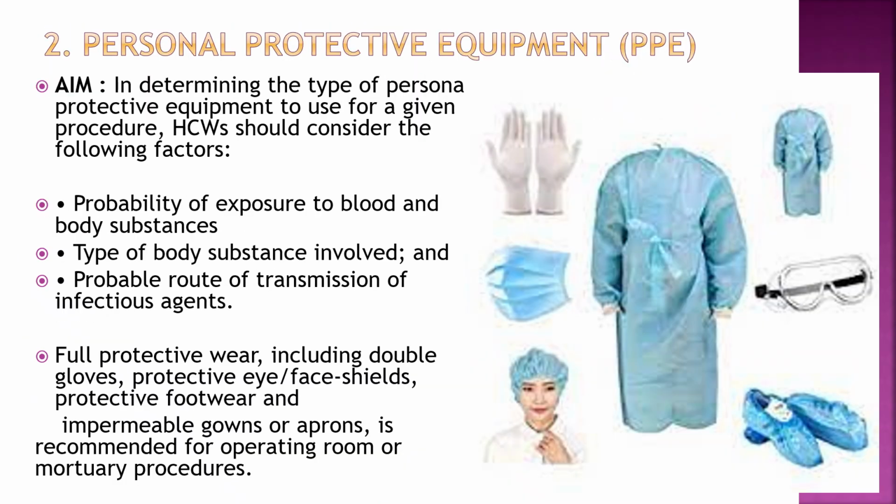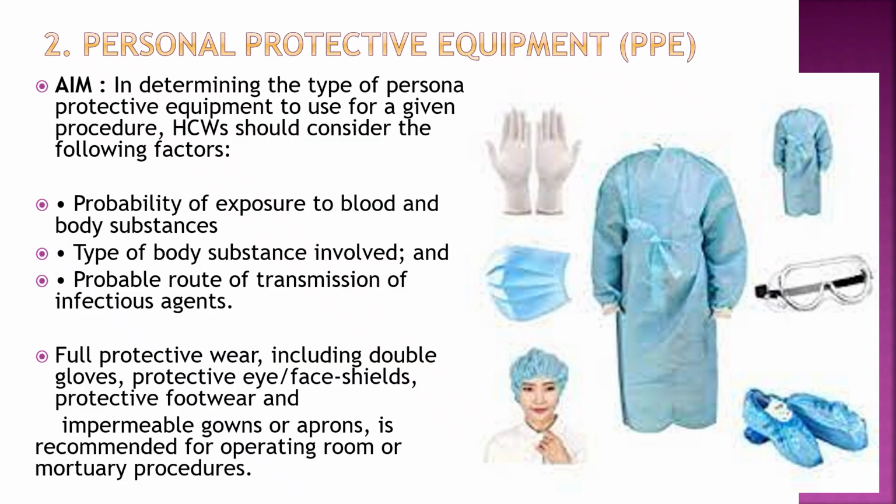So the aim of PPE, that is personal protective equipment, is to determine the equipment to use for a given procedure. The healthcare workers should consider the following factors. They should know where to use and which personal protective equipment to use. So what is the probability of exposure to blood and body fluids, or the type of body substance involved, and the probable route of transmission of the infectious agent. So transmission of infectious agent by inhalation, or by direct contact, or by indirect contact.